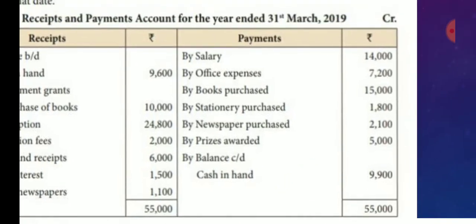Then come to the credit side. By salary 14,000, by office expenses 7,200, by books purchased 15,000, by stationery purchase 1,800, by newspaper purchase 2,100, by prices awarded 5,000, by closing cash in hand 9,900.